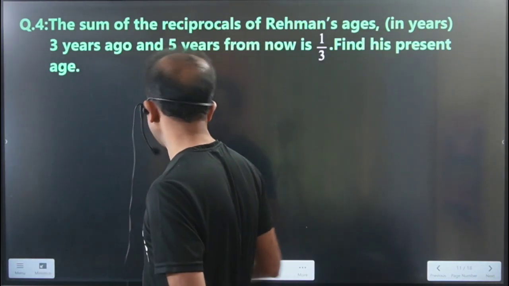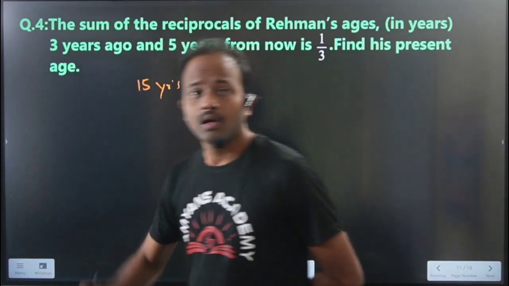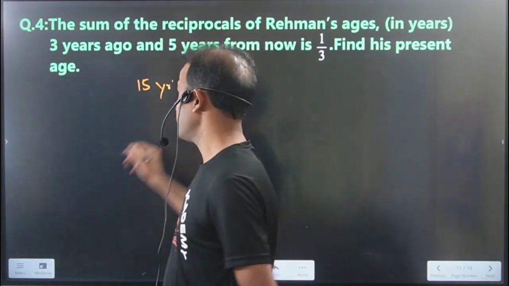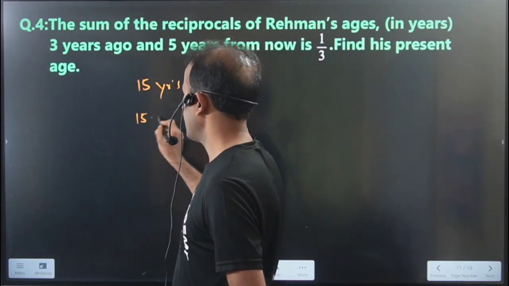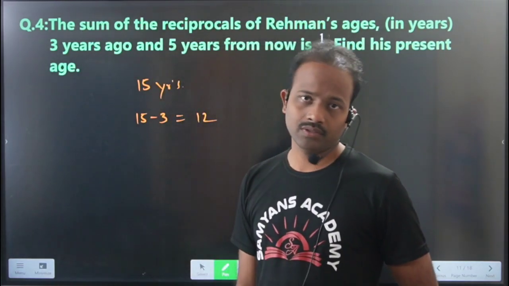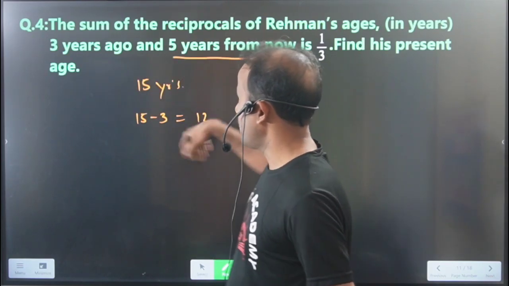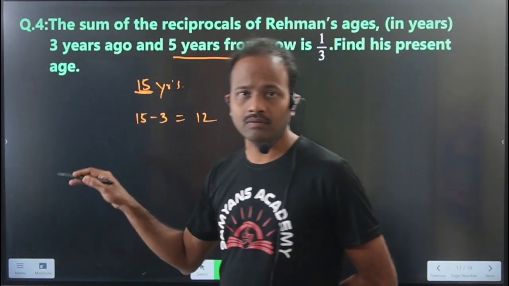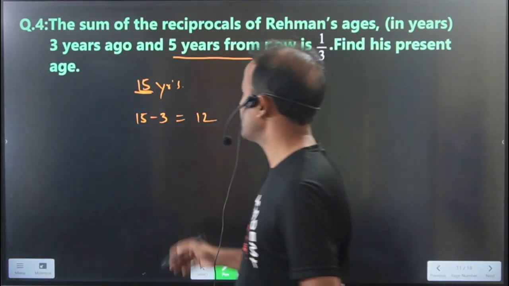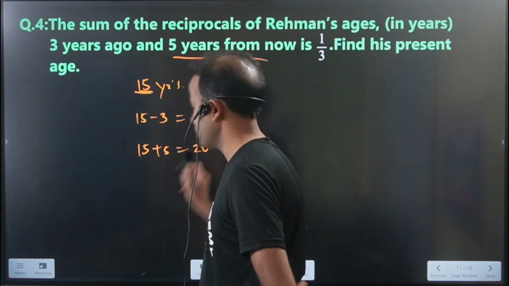Let us say your present age is 15 years. 3 years ago, when you go back 3 years, what will your age become? 15 minus 3, which is equal to 12 years, right? Then 5 years from now, suppose your age is 15. After 5 years from the present year, your age will become 15 plus 5, which is equal to 20.